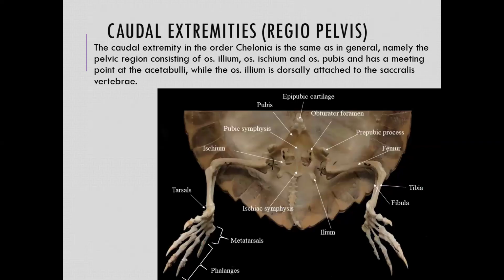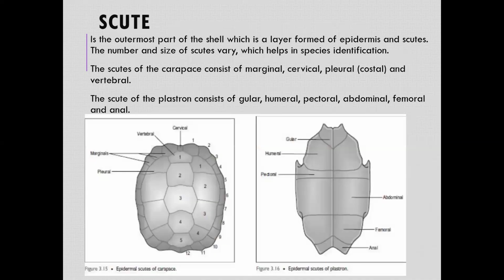Okay, moving to the caudal extremities, same as in a general animal. The pelvis consists of the ilium, ischium, and pubis, which meet at the acetabulum, while the ilium is dorsally attached to the sacral vertebrae. And normally they have five digits, in both the forelimb and the hind limb.